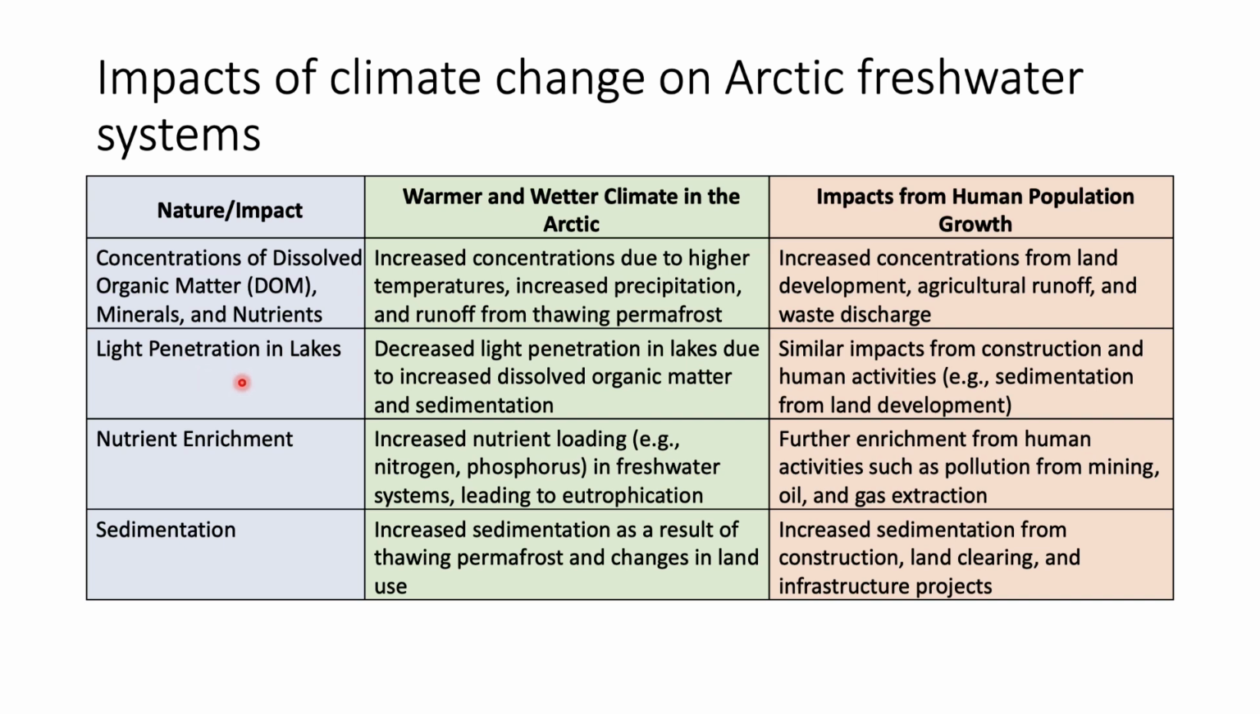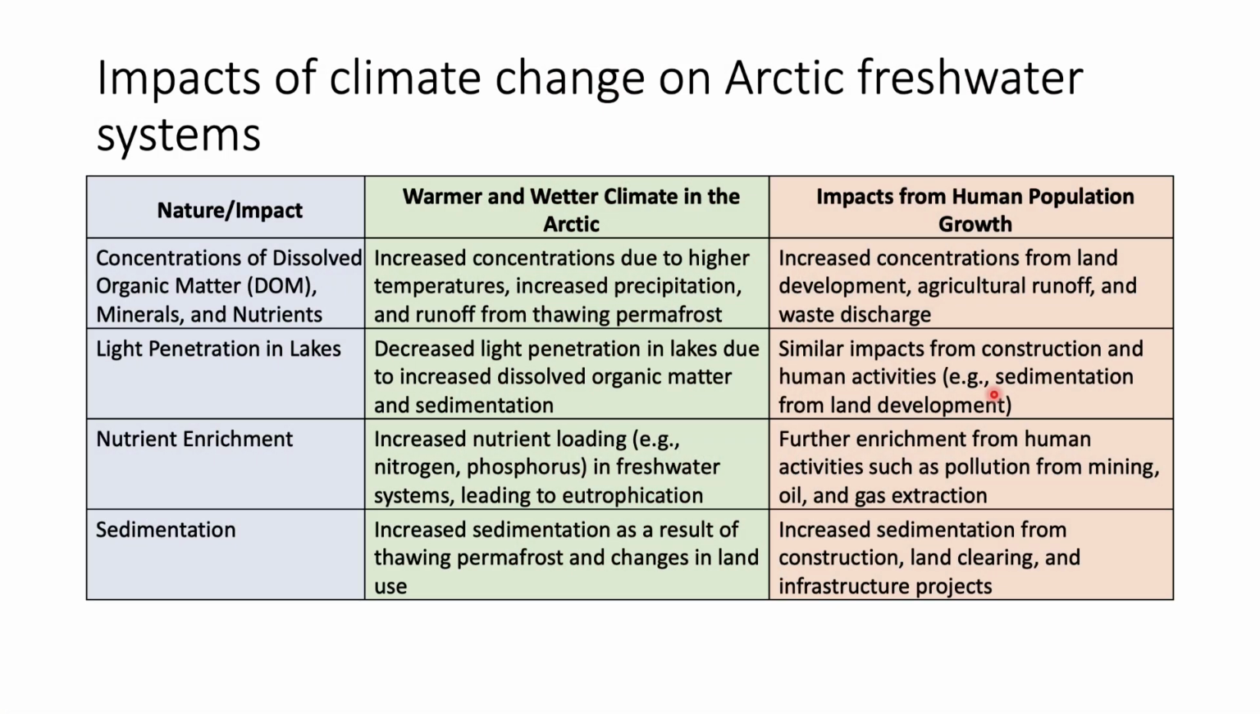And for light penetration in the lakes, there is a decreased light penetration in the lake due to increased dissolved organic matter and sedimentation. So this is the climate change. When we talk about the impact of humans, this is very similar, with impacts from construction and human activities, that is, sedimentation from land development. Lots of sediment and other things reach the Arctic freshwater ecosystem. So when there are more sediments, they reduce the light penetration in the lakes.